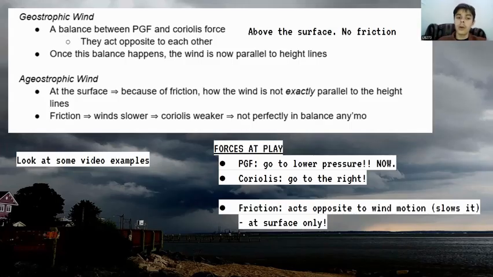Well, we said before, Coriolis force is going to be proportional to the wind speed. So if the wind slows down, the Coriolis effect isn't as strong, and now it's not perfectly balanced anymore. Because even though the Coriolis force got weakened, the pressure gradient force is like, I don't care. It's still just as strong as it was. So now we're not exactly blowing parallel to the height lines, a little bit off now, okay? This is going to be a little bit easier to visualize.